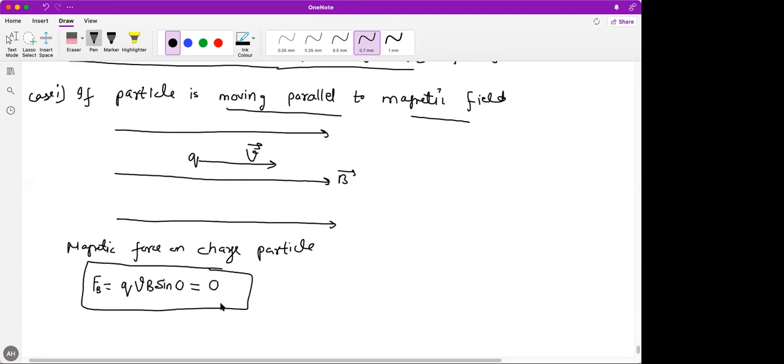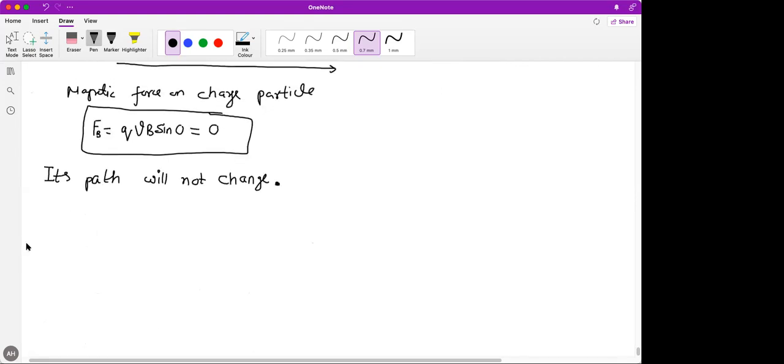It won't experience any force. So if it does not experience any force, then its path will not change. There's no change in the path of a charged particle if it is moving parallel to magnetic field. No force, no change in path. Case 2.